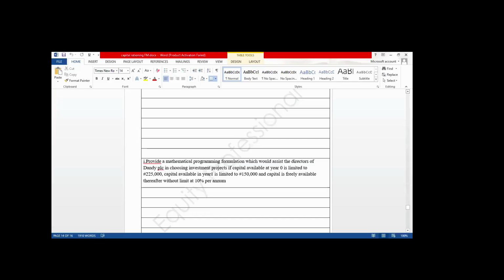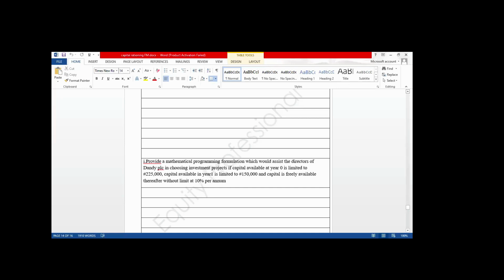We said capital rationing is a situation where a company cannot undertake a viable project, a project with positive net present value, because there is no fund or because of budget ceiling, budget limitation. We explained the nature of capital rationing.